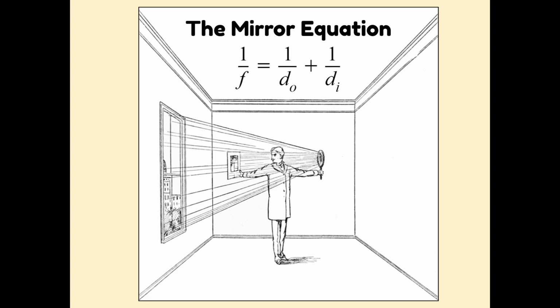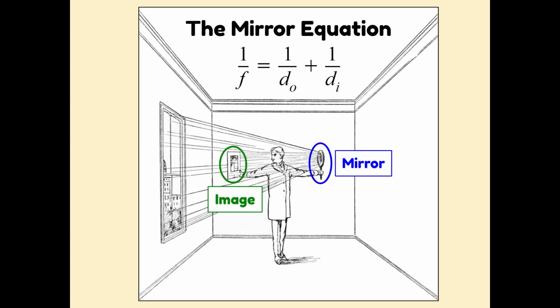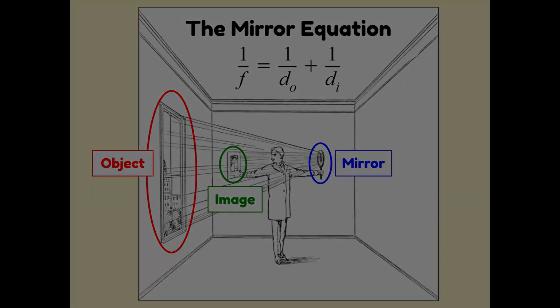Before we get started, we should summarize ray tracing, which is a strategy for figuring out where images will be located based on where the mirror and the object are. As a refresher for this image, here's the mirror, which is kind of the obvious part. The image is what's being projected onto the piece of paper, and the object is whatever's providing the light to produce the image.